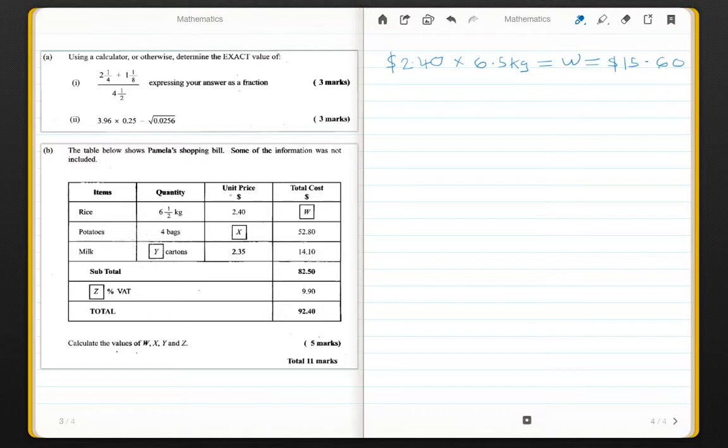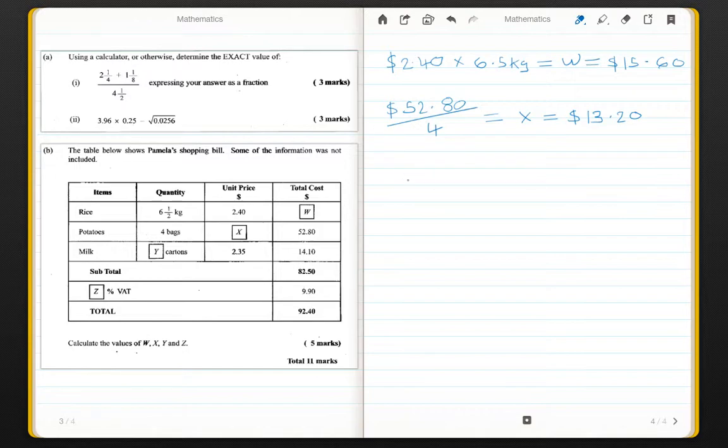Now we move on to potatoes. So here we have that she buys 4 bags of potatoes, and they give us the total cost, and they want to find the unit price. To do that now, you will simply divide the total cost divided by the quantity she buys. So that is going to be equal to the missing value X, which is equal to $13.20.